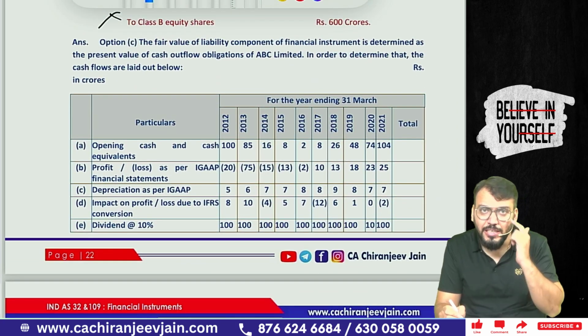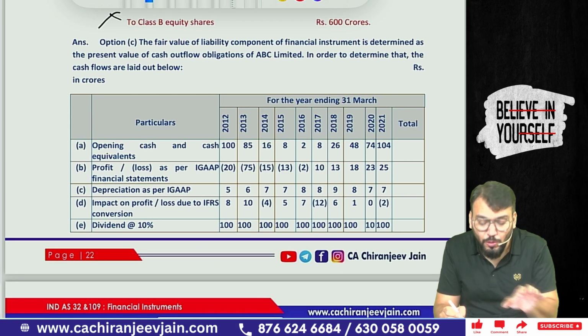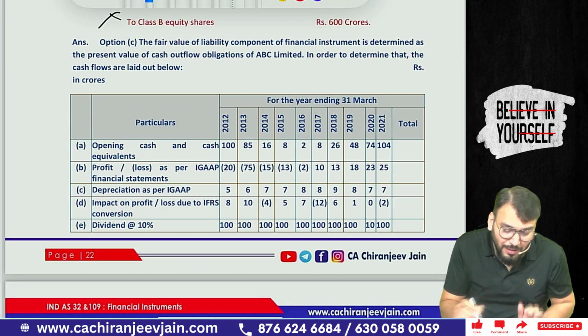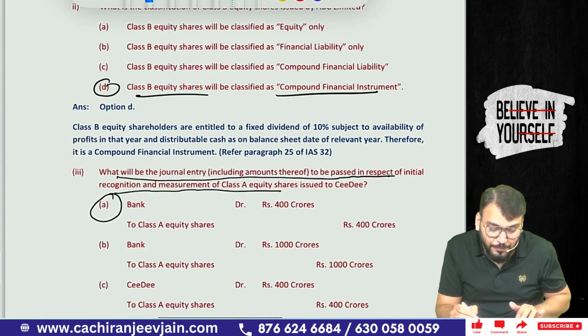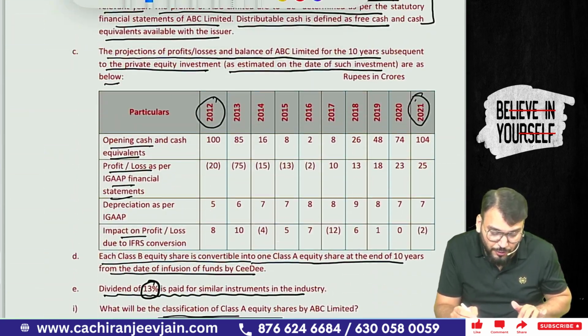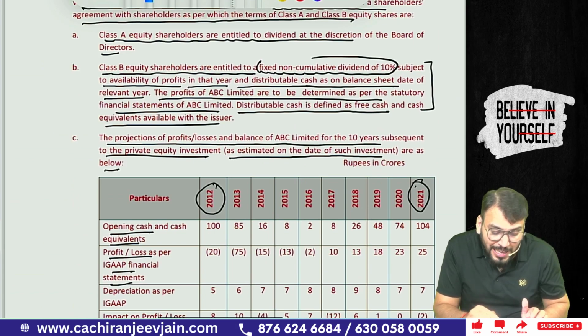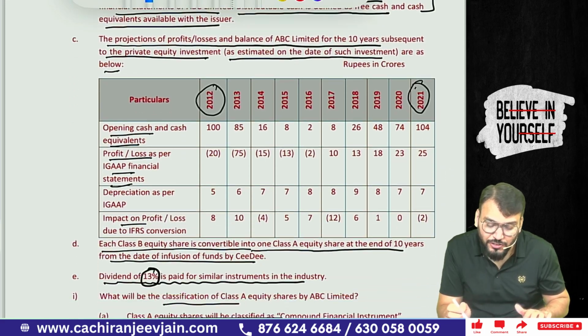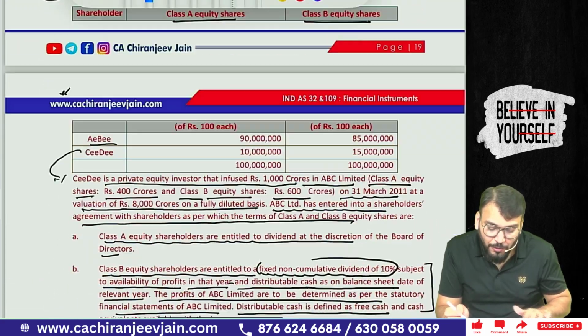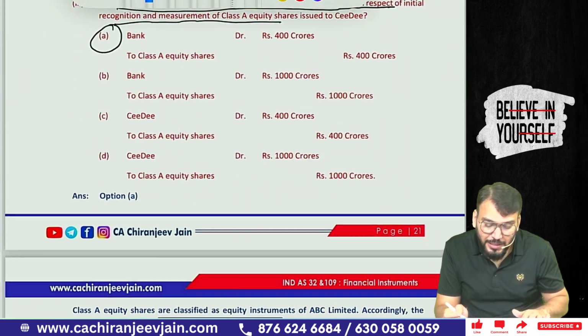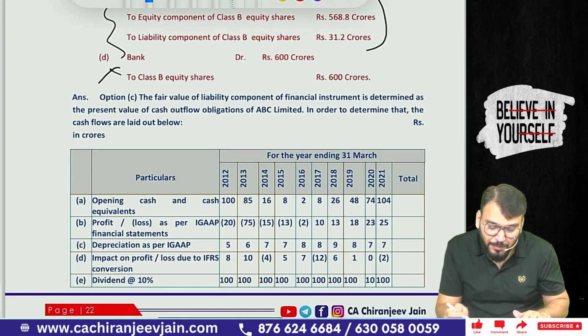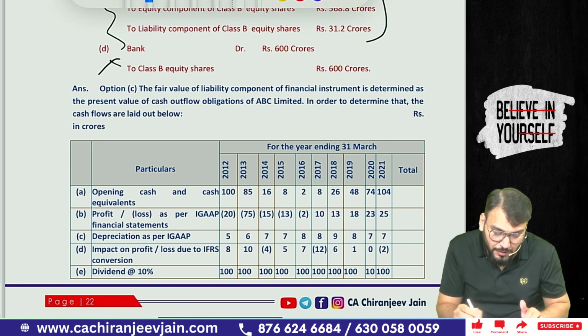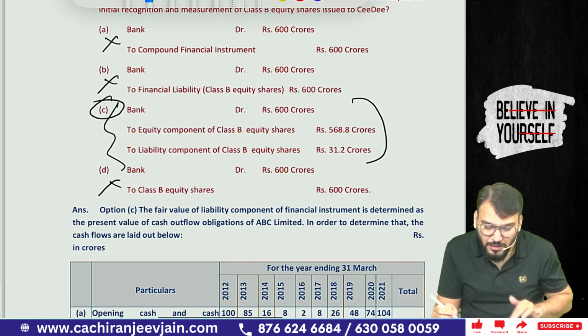So what they have said, the dividend will be the lower of what. If you read the point once again, the Class B equity shareholders are entitled to a fixed non-cumulative dividend of 10%. So 10% of what amount? The dividend at a rate of 10% of what amount?